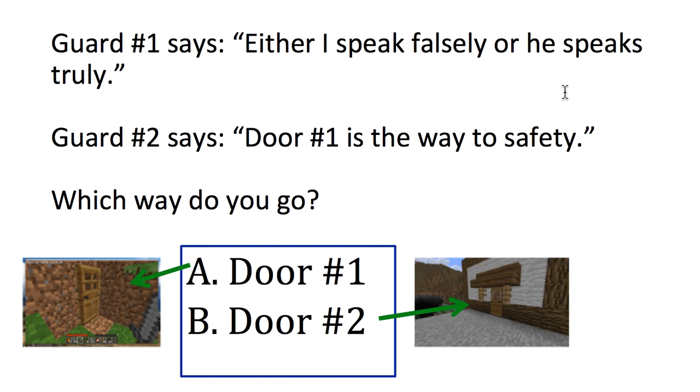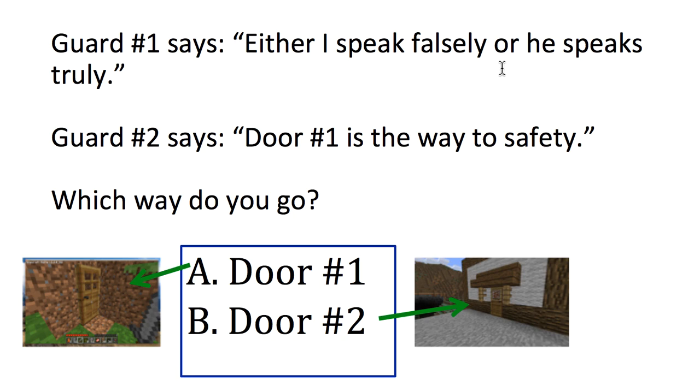Now let's consider the possibility that guard number 1 is actually lying. This case is more interesting because guard number 1 says a disjunction. In order for it to be false, both disjuncts have to be false. So I speak falsely would have to be false. In order for I speak falsely to be false, he would have to be a knight and actually speak truly. But he's not a knight, so this couldn't possibly be false. So we actually get a contradiction. Case number 2 is impossible. It's incoherent.